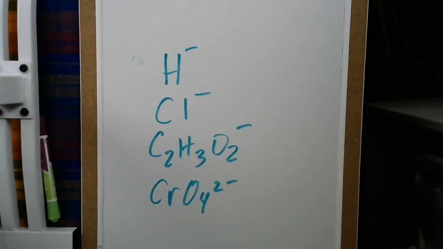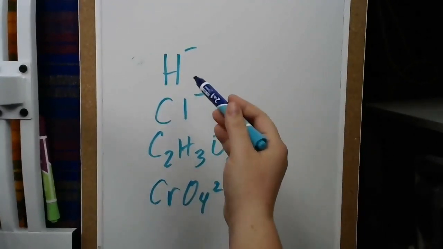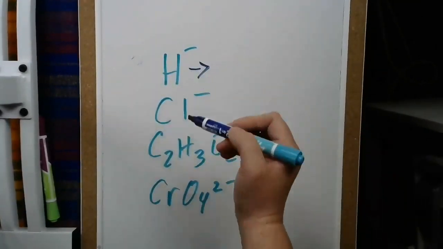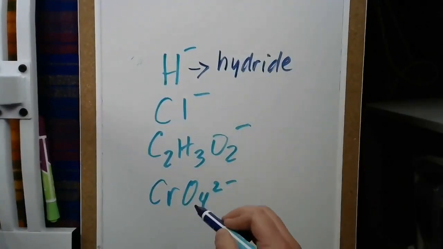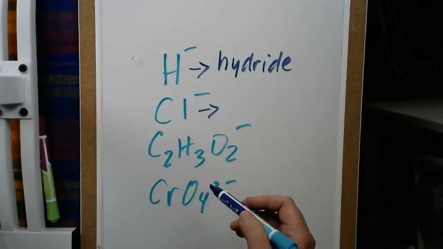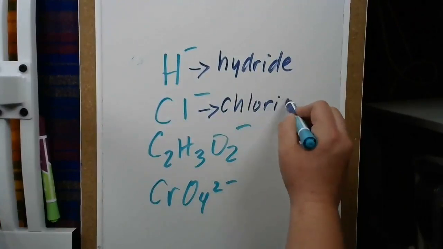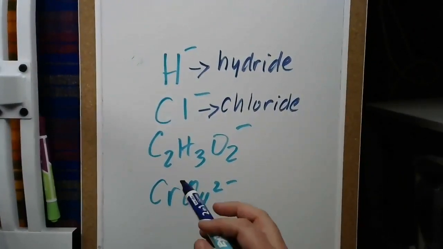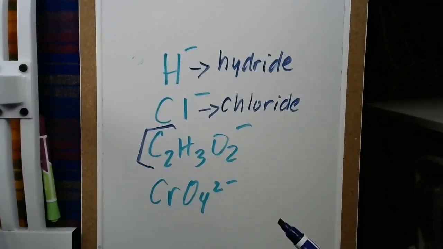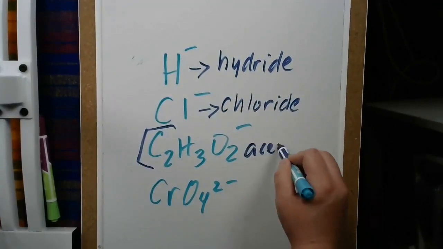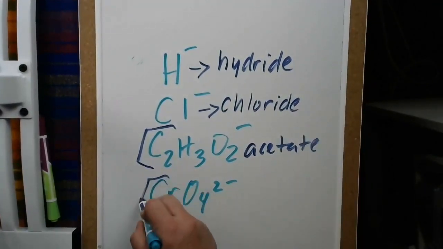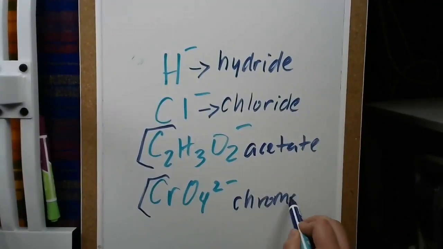CrO4 2-. So you just want to go through and name these, right? If you have a hydrogen anion, you're going to take the root of it and add the IDE ending. Same thing for chlorine. Take the root of it and add the IDE ending. This right here is a polyatomic ion, which you have to know the name, formula, and charge of. That's the acetate ion. And this right here is the chromate ion, also another polyatomic ion that you need to know.